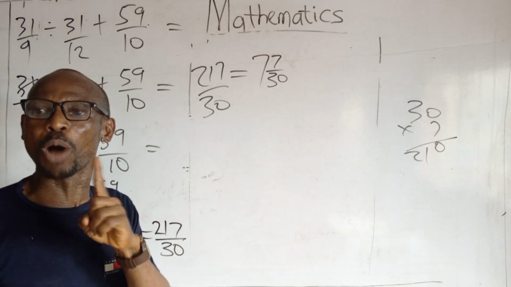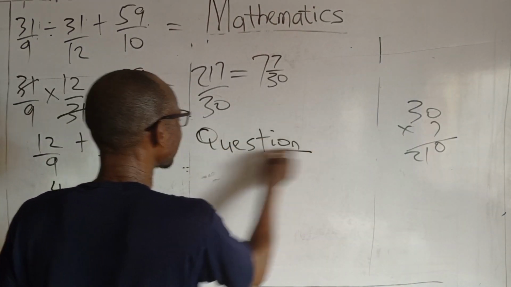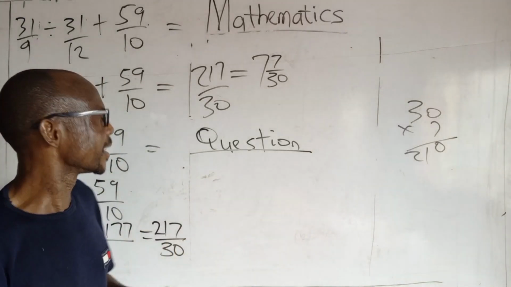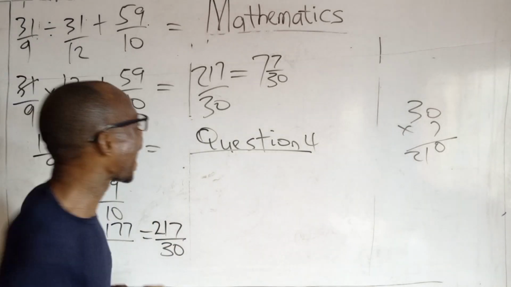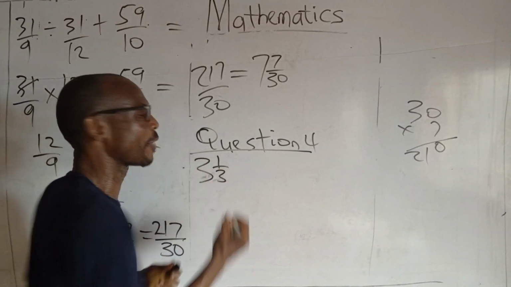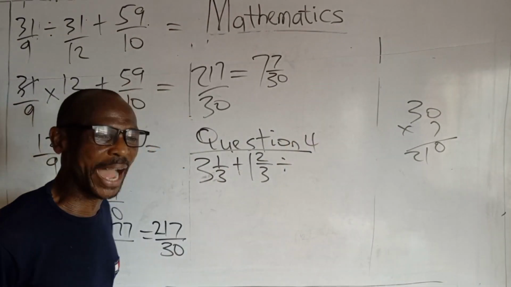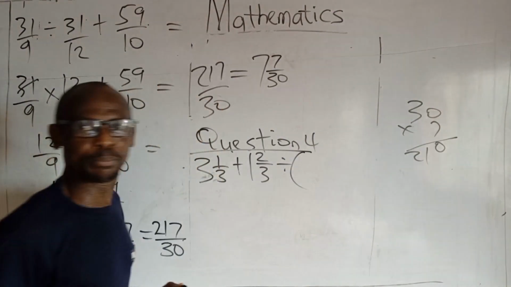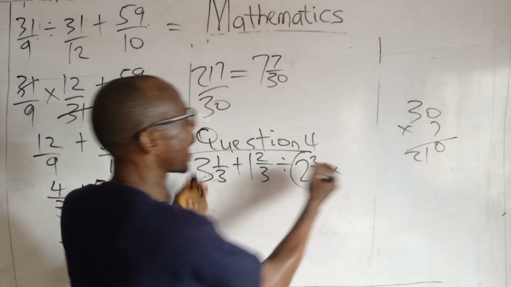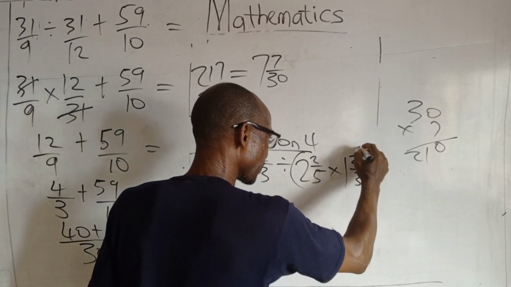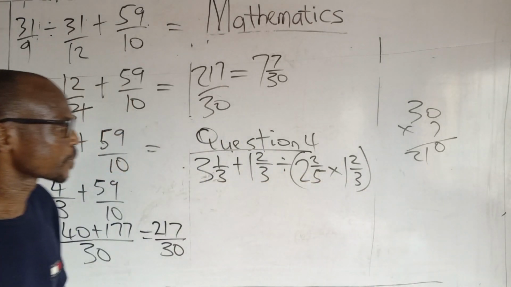Maybe I would like to take one more. Let's take one more question on BODMAS. We'll look at the next. Question number 4. Let's say we have, for example, 3 whole number 1 over 3, plus 1 whole number 2 over 3, divide, and I want to introduce a bracket, 2 whole number 2 over 5, times 1 whole number 2 over 3. Let's say we are looking at a problem like this.